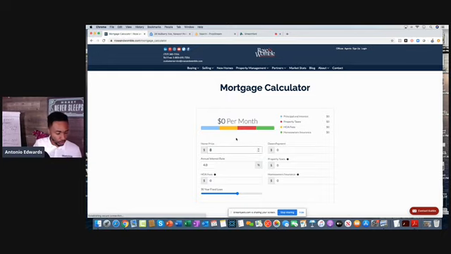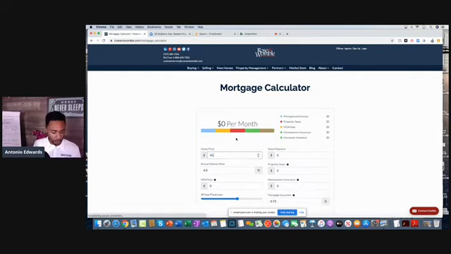But I want to show you why you need to buy assets, and the reason is because you get monthly cash flow. All right, so this property here, I paid $45,000 for the property. All right, and as you can see, it automatically populates at a 4% interest rate.